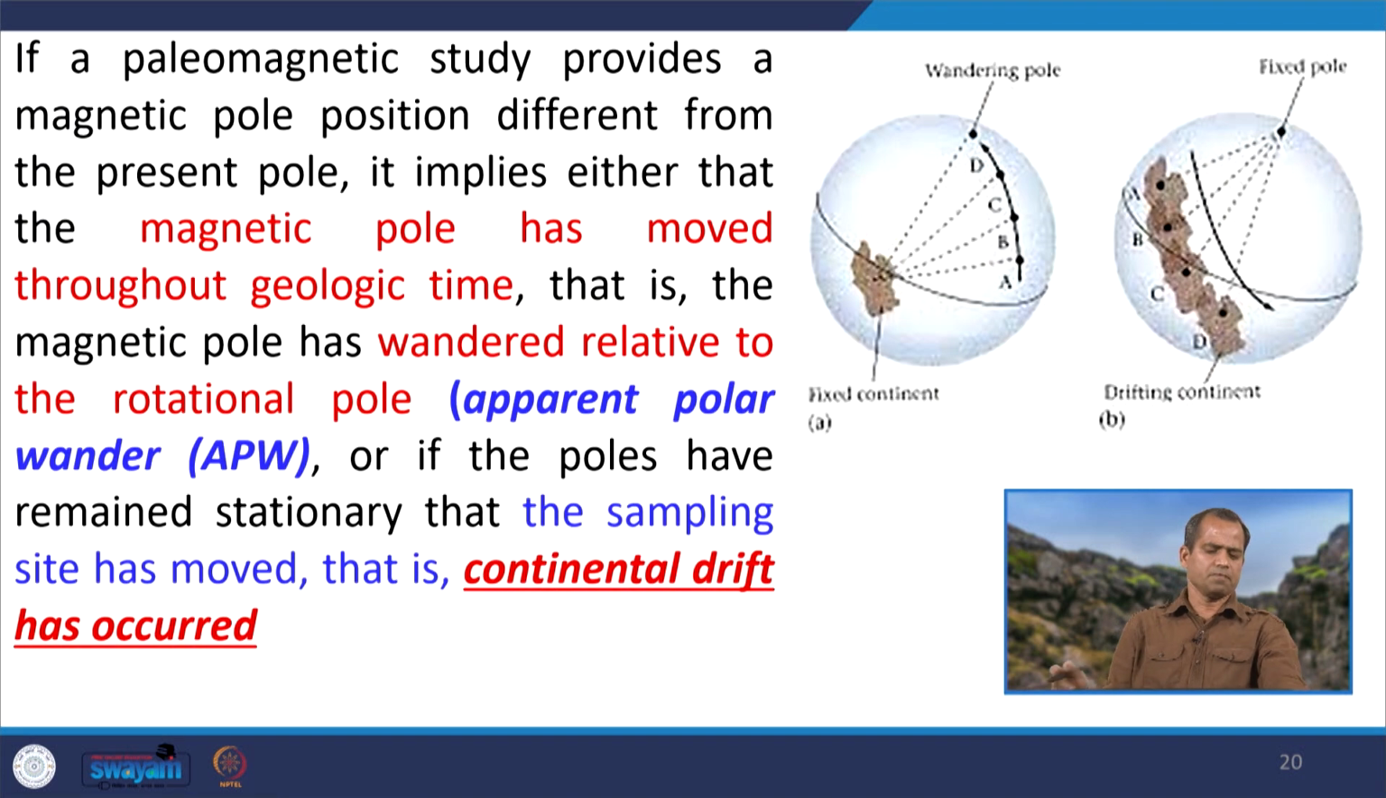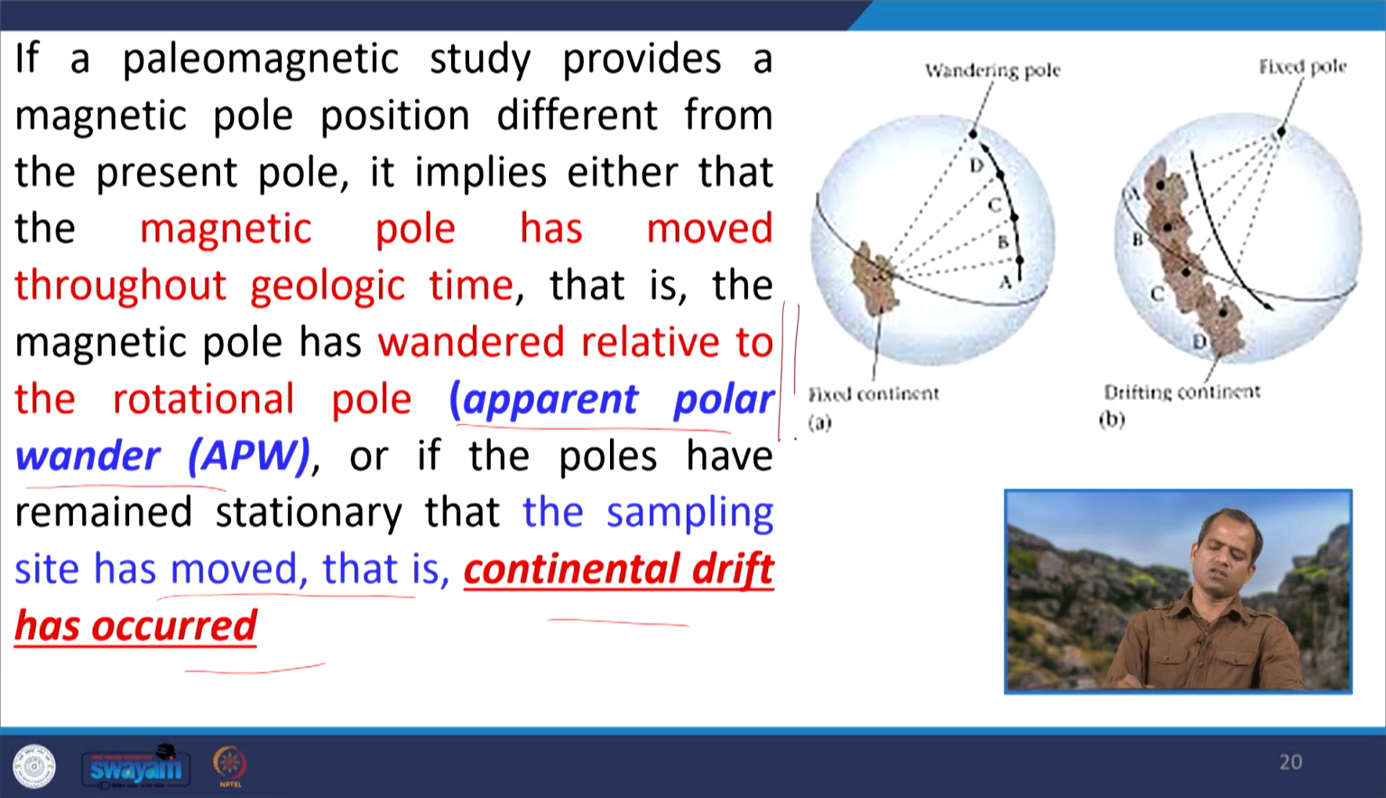So, now you see, if a paleomagnetic study provides a magnetic pole position different from the present pole, it implies either that the magnetic pole has moved throughout geologic time, that is, the magnetic pole has wandered relative to the rotational pole or the geographic pole, and that is why it is called apparent polar wandering or APW. Or, if the pole has remained stationary, that the sampling site has moved, that is, continental drift occurred.